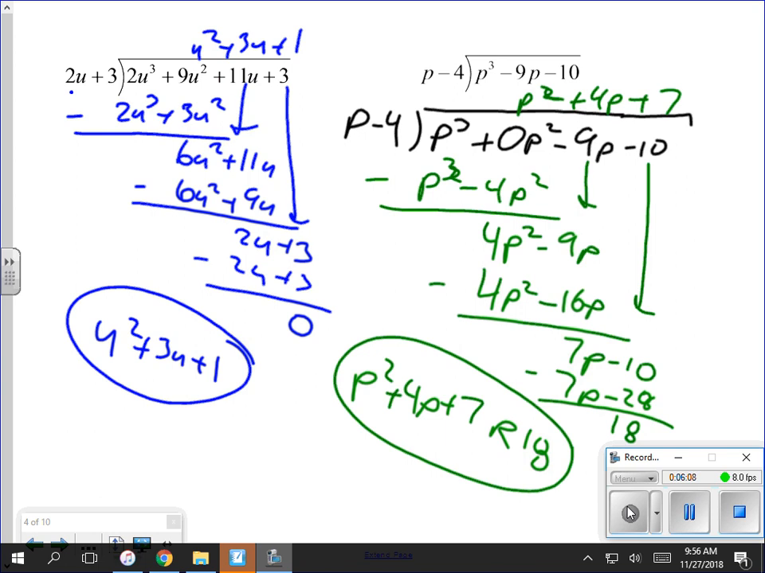So, questions on long division. You will have to know how to do long division for your test. You will have at least one problem. Remember, if you have something like a 2u or 3u or something up in the front other than just the variable, you have to use long division.